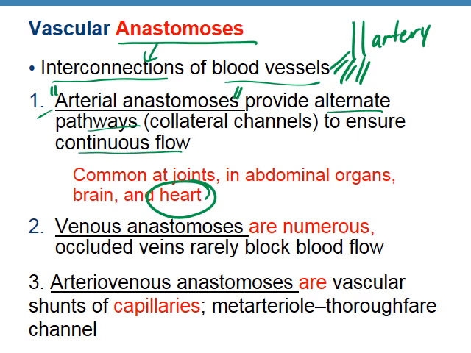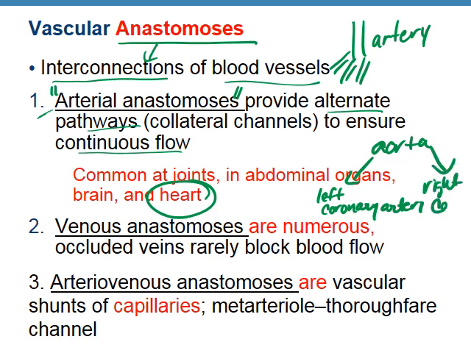We have these in the heart. You know how off of the aorta we have the left coronary artery, and off of the right side we have the right coronary artery. So you have two pathways, and both of these pathways are feeding the heart. That's all they're saying when they say collateral channels.